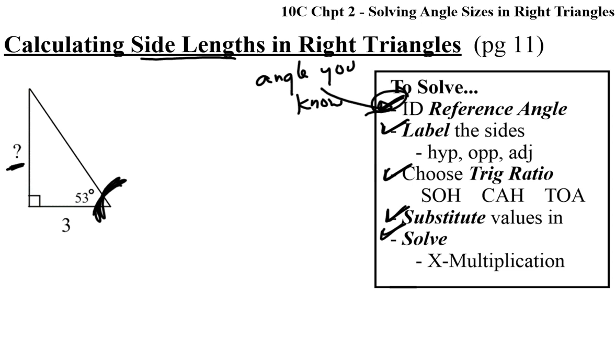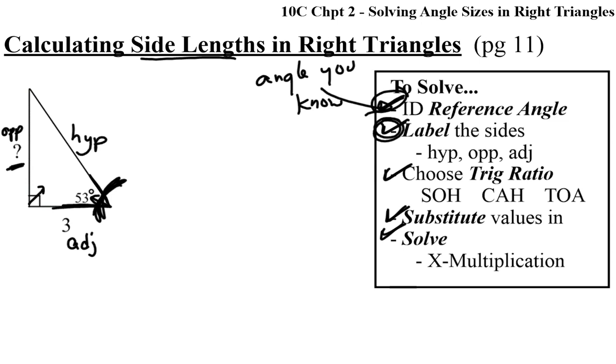So, choose an angle, we're going to use the reference angle. Second step, label the sides, which we practiced in lesson 1. Opposite the 90 is the hypotenuse. Opposite, across from the reference angle, is the opposite side. And that leaves the adjacent side, which is adjacent to the reference angle but isn't your hypotenuse.